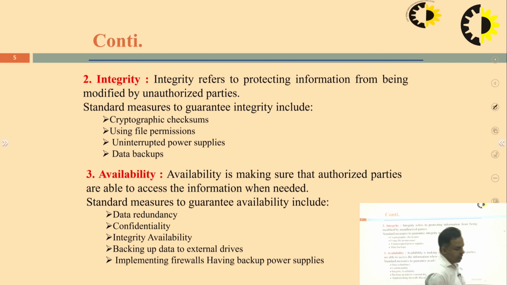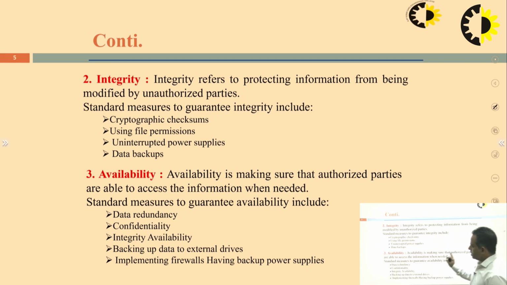Meaning, whenever communication is about to start, we have a power backup, so there is never an uninterrupted failure of the power, and data backups. If any mishap happens over the network, we have a backup of the data to use. So these are the measures to be taken for the integrity of the data.